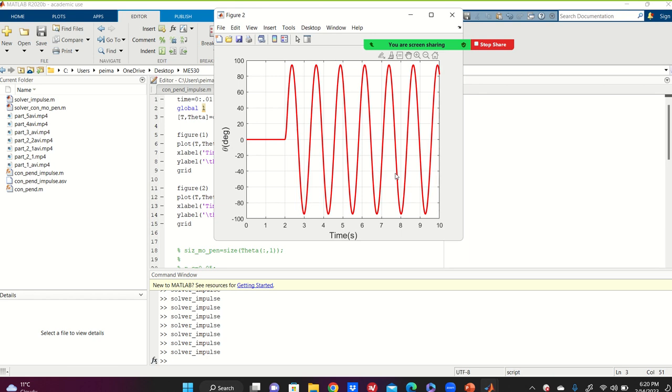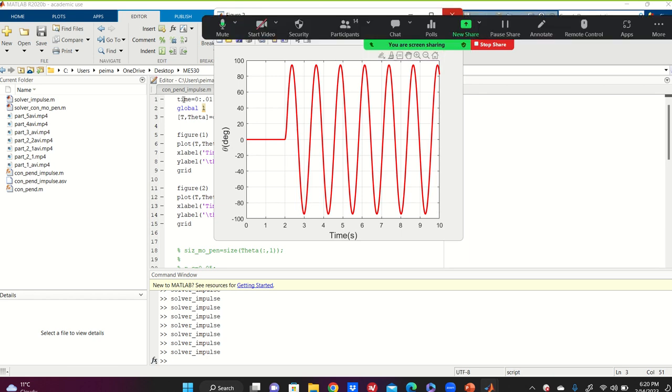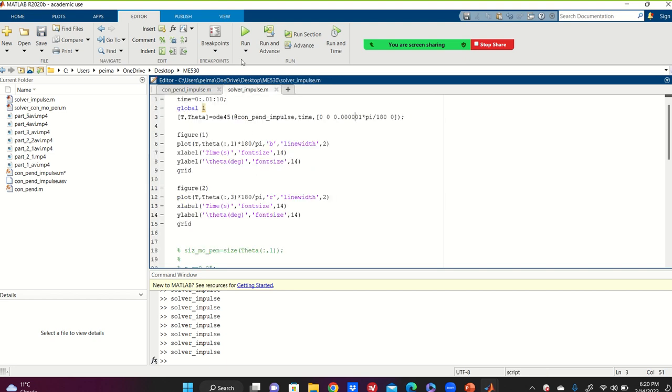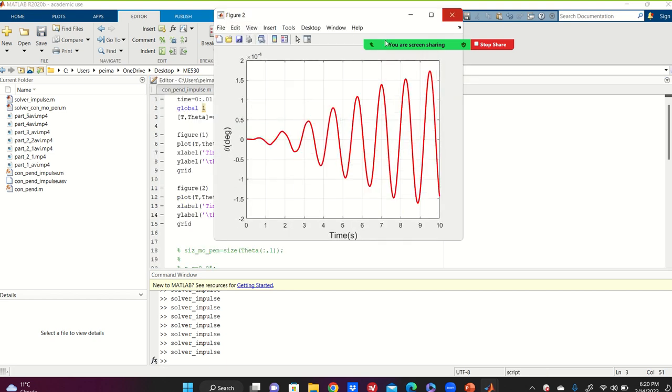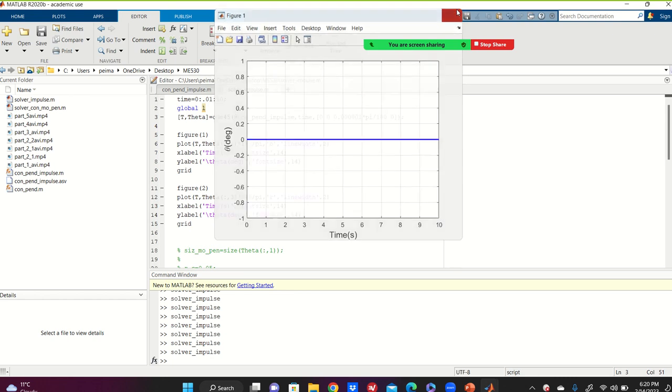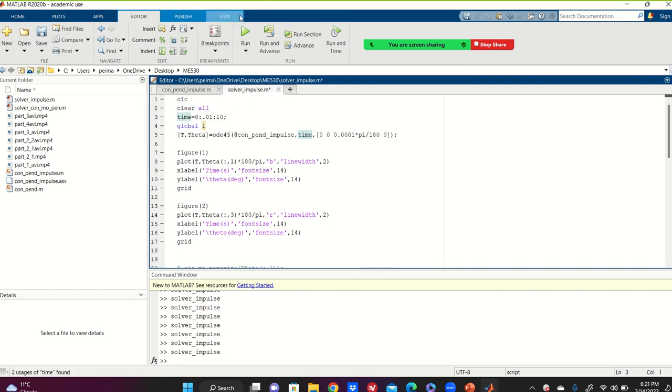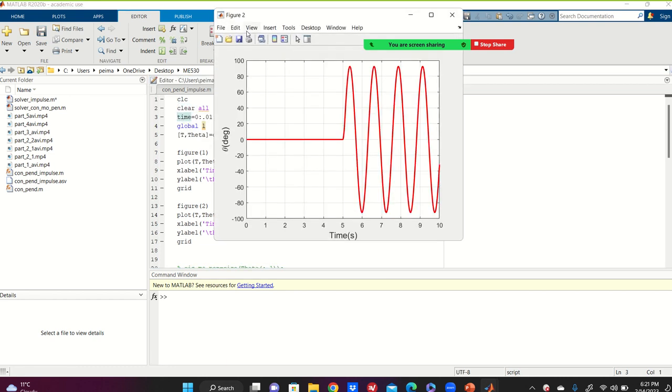Understand, guys? Now you can change the delay. Delay you can put at 5. If I do that, oh, now we have to change the initial conditions again. Let me clear all. Here we go. See, the delay happens at 5 seconds, and then it oscillates forever.